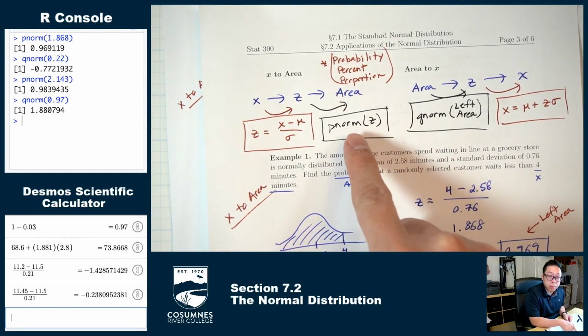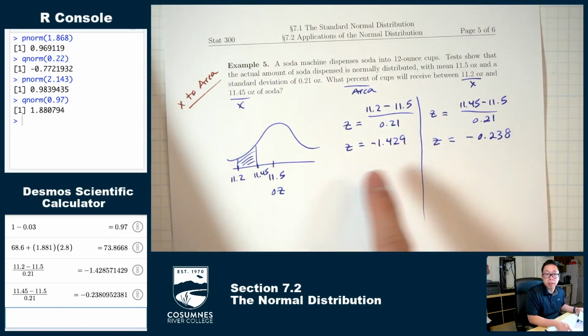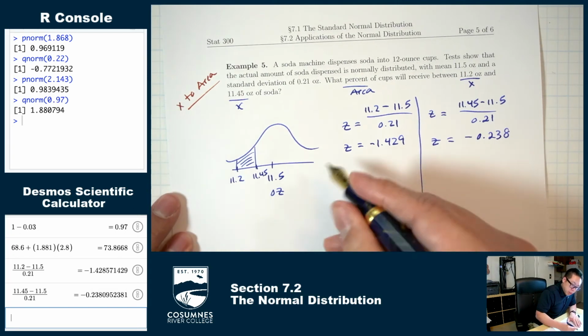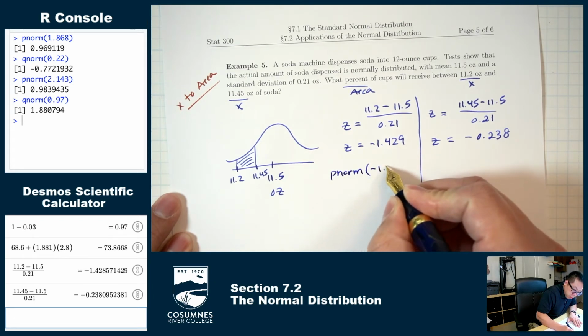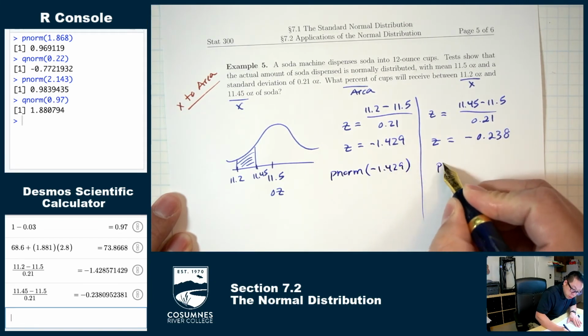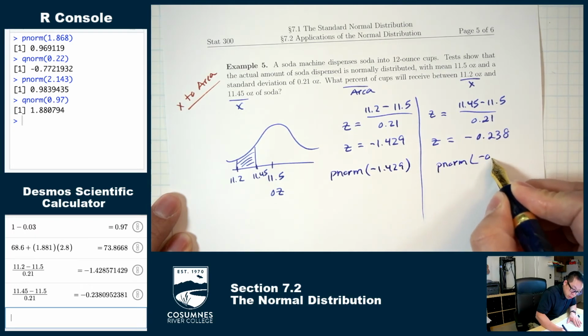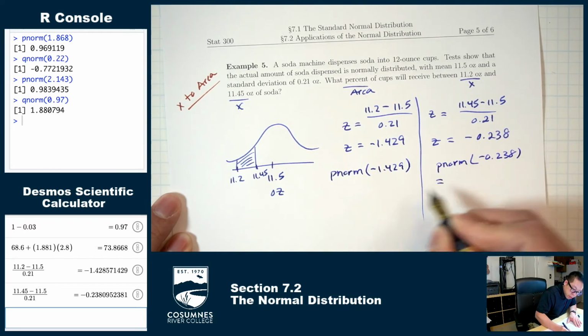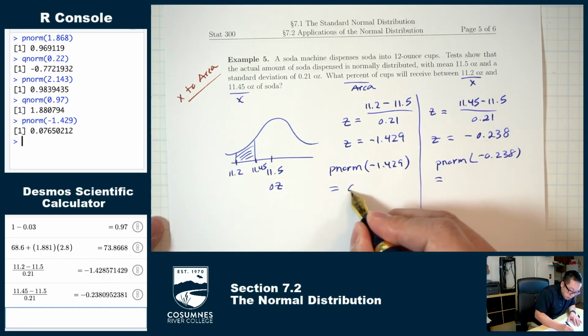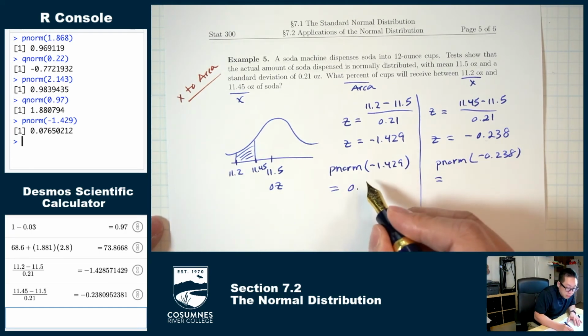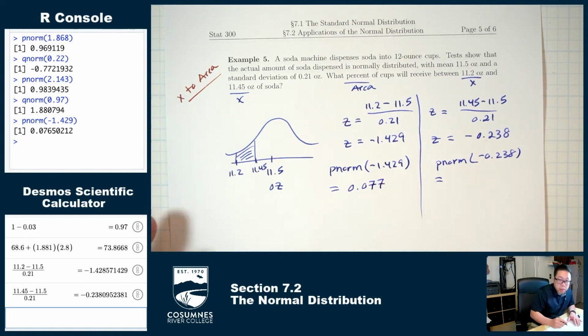Next thing I need to do is p-norm those z's. I have two z's, so I need to do two p-norms. So p-norm negative 1.429, and then also p-norm negative 0.238. Okay, so the first one, p-norm negative 1.429, 0.077. Okay, that's rounded to 3 decimal places.